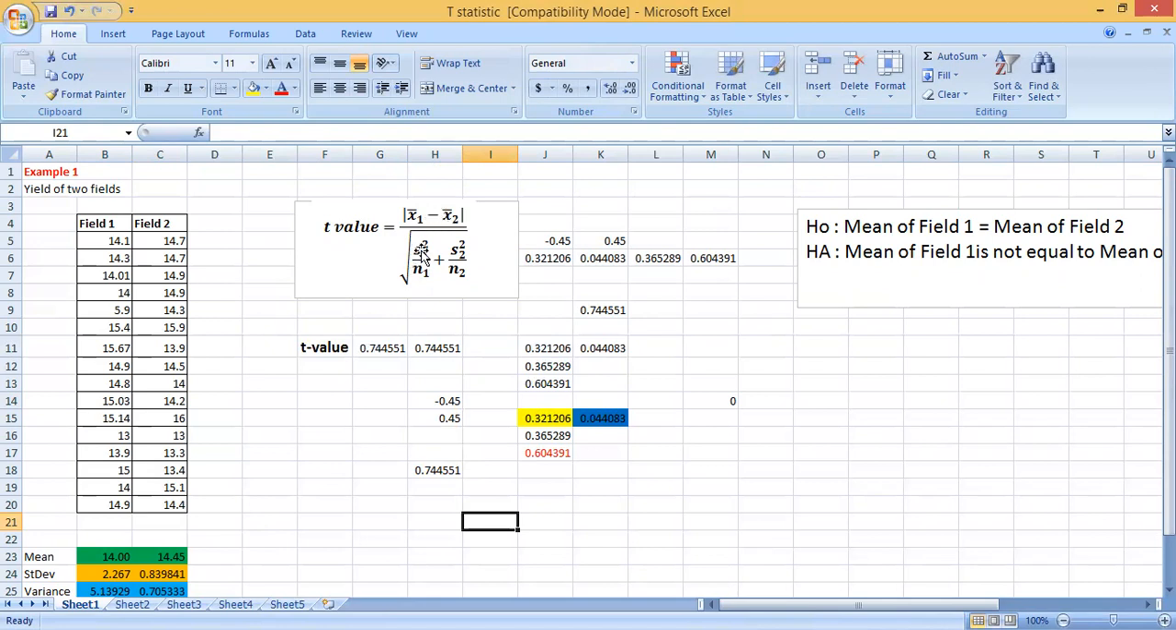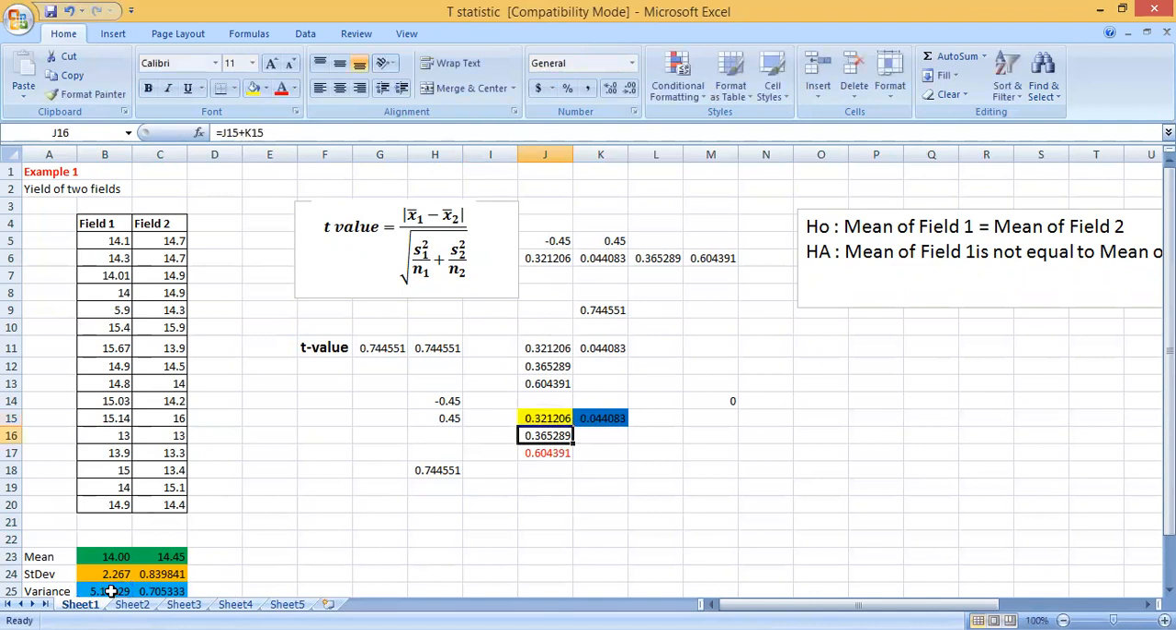Now this part we have calculated. Now the variance divided by the number of observations. The variance is 5.13 for field 1 and 0.070 for field 2. And we have to divide it. I calculate it again here: equal to this divided by 16.